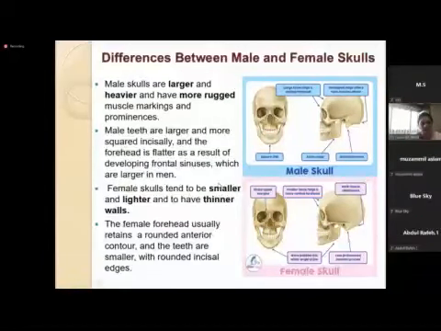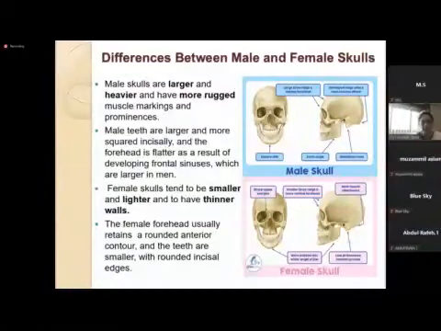Female skulls tend to be smaller, lighter, and have thinner walls. The female forehead usually retains a round enlargement, the occipital region is less prominent, and the chin is more pointed. These are very important from the MCQ point of view, the difference between the male and female skull.